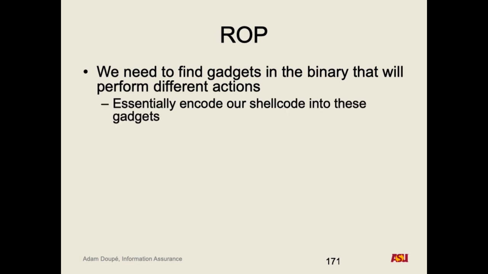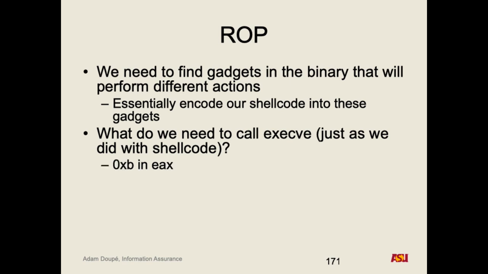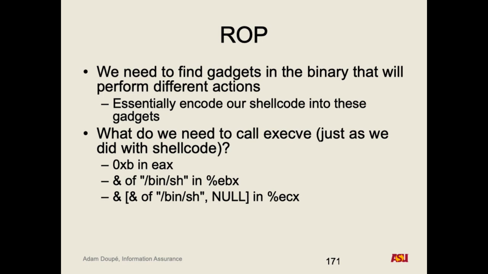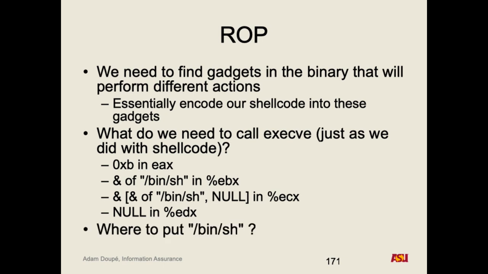And if we went back to when we talked about system calls, what we want to do is call execve with /bin/sh. That's our end goal. So how did we do that? Well, we needed to get the value 0xb into EAX, and we need to get the address of the string /bin/sh into EBX, and we need to get argv into ECX. So when we call execve, this is the number, this is the program we want to execute, this is argv, and then EDX is going to be the environment pointer, so we can put null in there. So that's our goal.